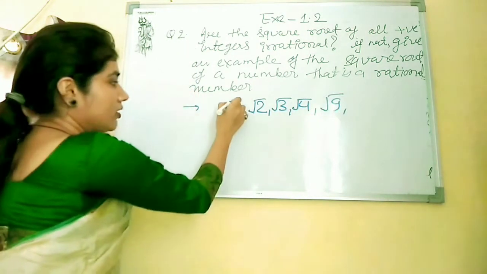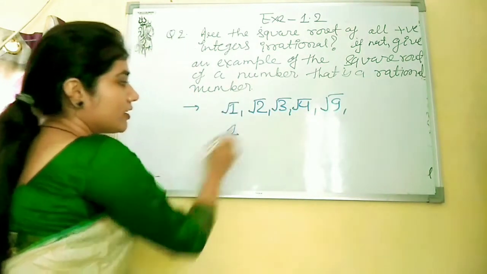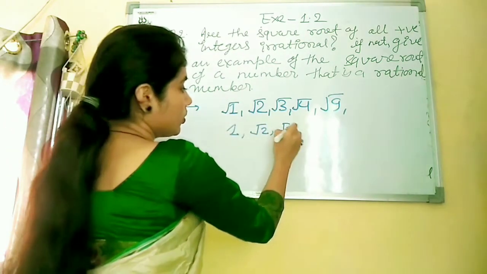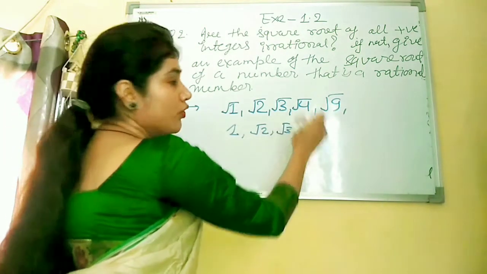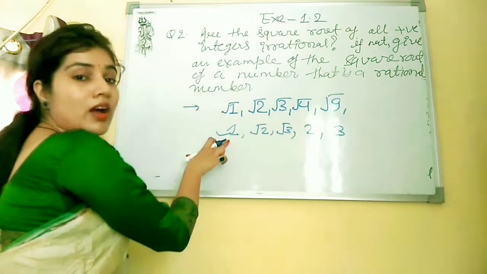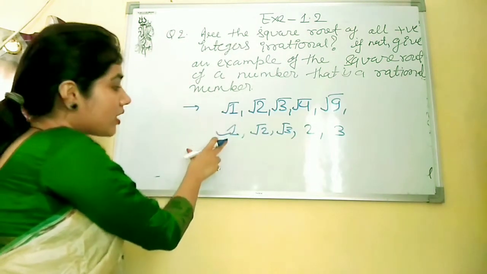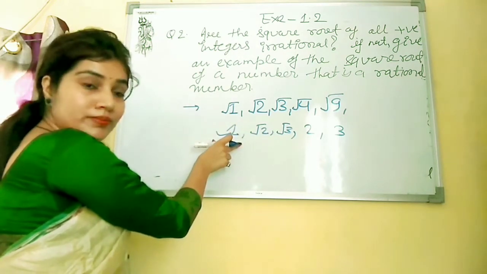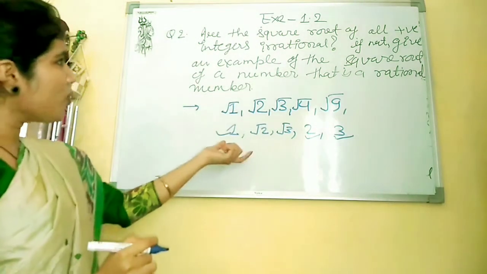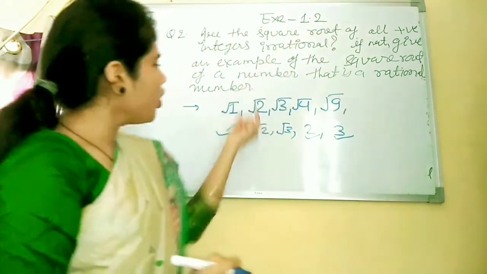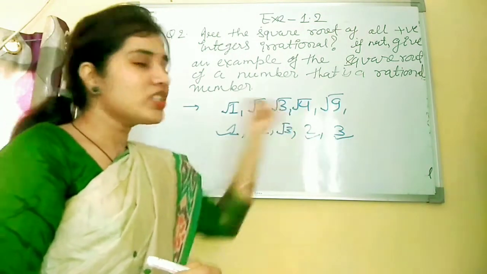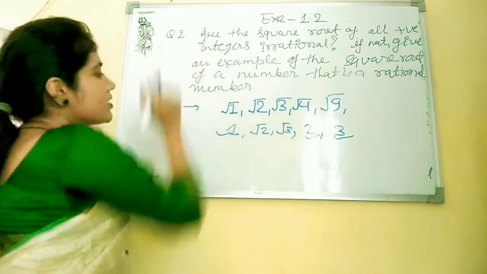What will we get? The square root of 1 is 1. The square root of 2 is not a perfect square. This is also not a perfect square. The square root of 4 is 2. The square root of 9 is 3. So these are rational numbers. This is also a rational number. This is also a rational number. So is it possible that the square roots of all positive integers are irrational? No, because we are finding rational numbers here. So this is the false statement.